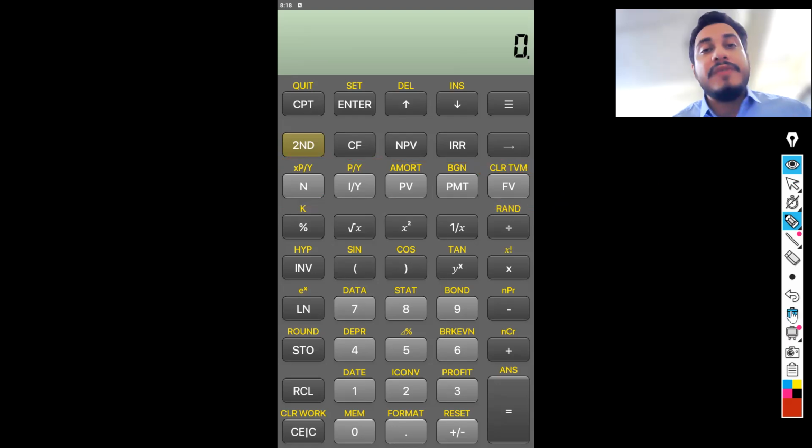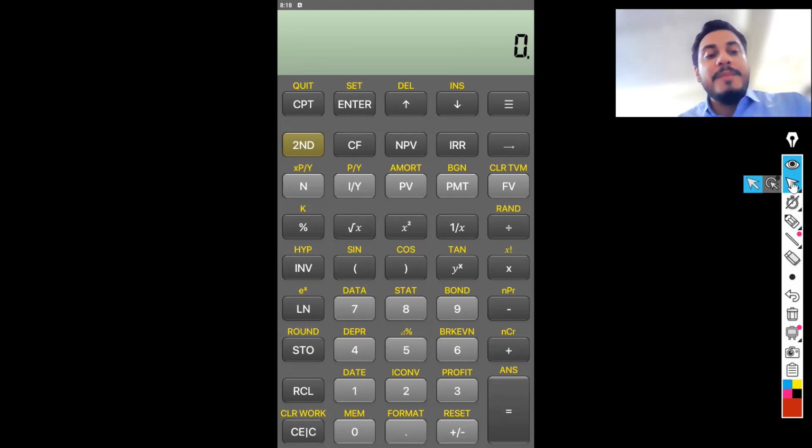Now, clear TVM, as I have taught in the tutorial CFA video, is the second key, as it is written above. So in order to clear TVM, first you will have to click second, then click FV. That means you have cleared all the time value of money keys. Which keys? These keys. So let's do those 2 questions on the calculator as well, so you understand whether you are getting the same answers or not.